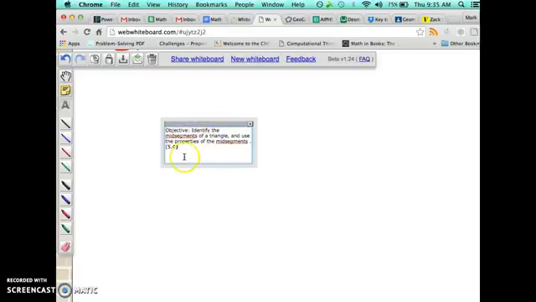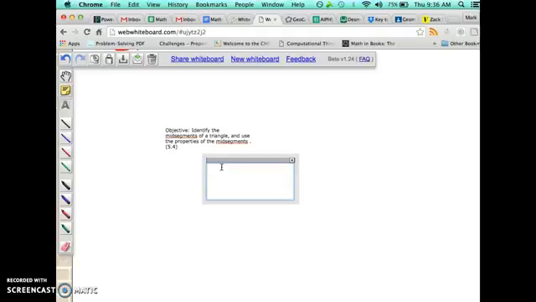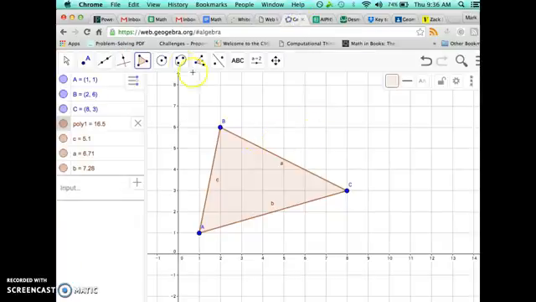Press pause if you need to. Now, what's a midsegment? Well, we should write down a definition. A midsegment is a segment that connects two midpoints of a triangle. The midsegment of a triangle is a segment that connects two of its midpoints. I'll show you. Here's a triangle.